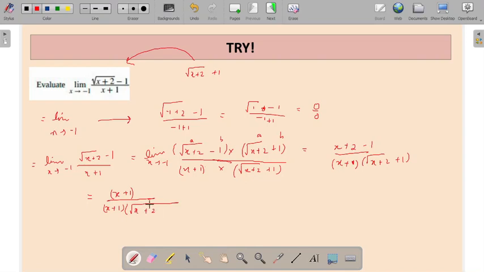Oh, wait, I have extended this bracket. Just a second, kids. Let me erase the bracket.